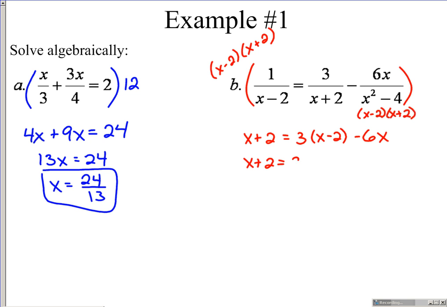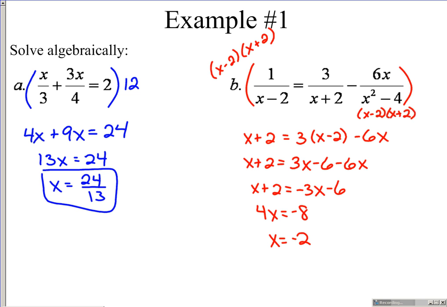We need to distribute, add like terms, get the x's on one side, constants to the other. We get x to be -2.